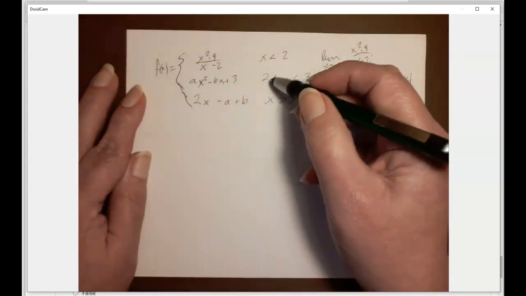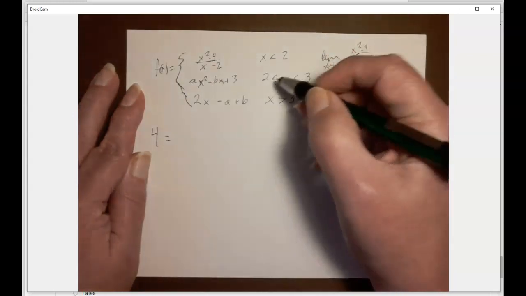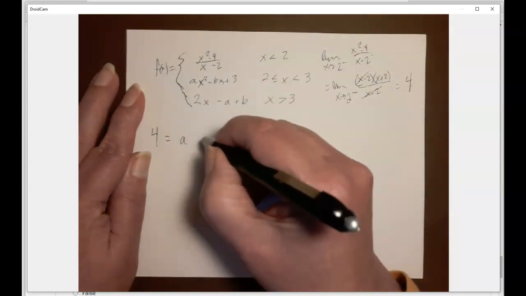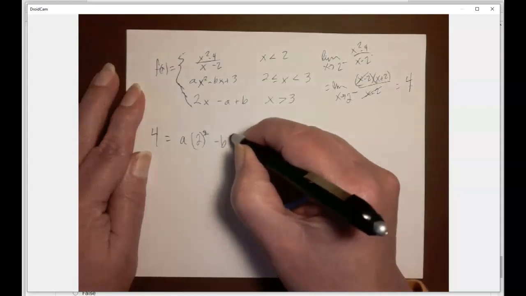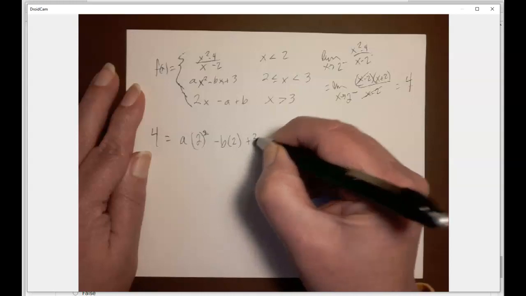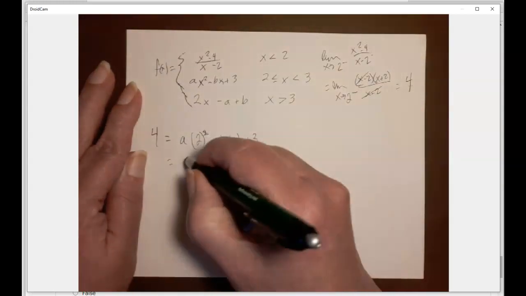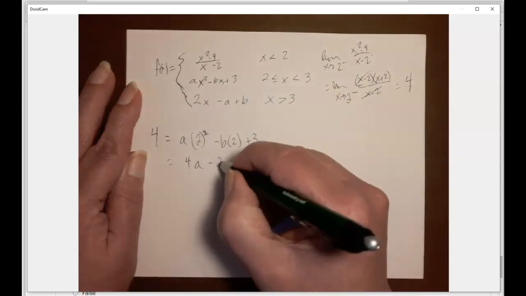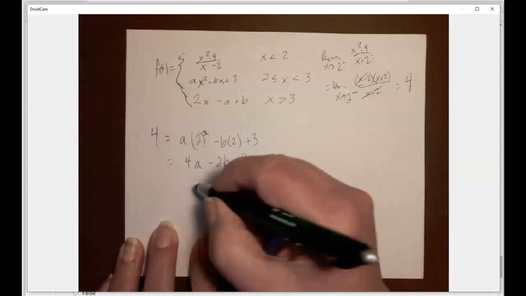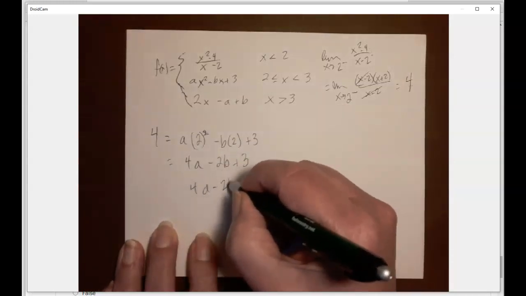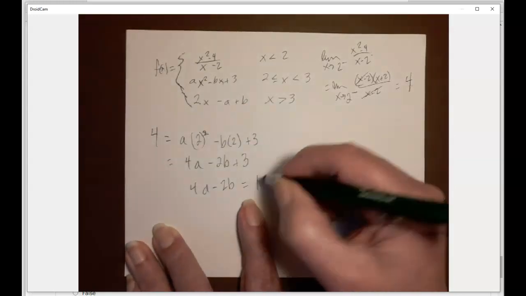So if I put 2 in for the first one, it's 4. And if I put 2 in for the second one, that would be a times 2 squared minus b times 2 plus 3. I want it also to be 4. So let's clean that up a little bit. We get 4a minus 2b plus 3. And we're going to move things around. So I have 4a minus 2b is equal to, taking 3 to the other side, 1 here.